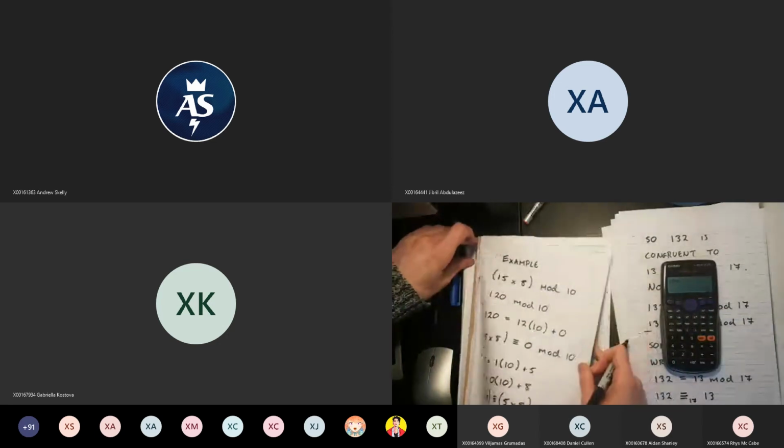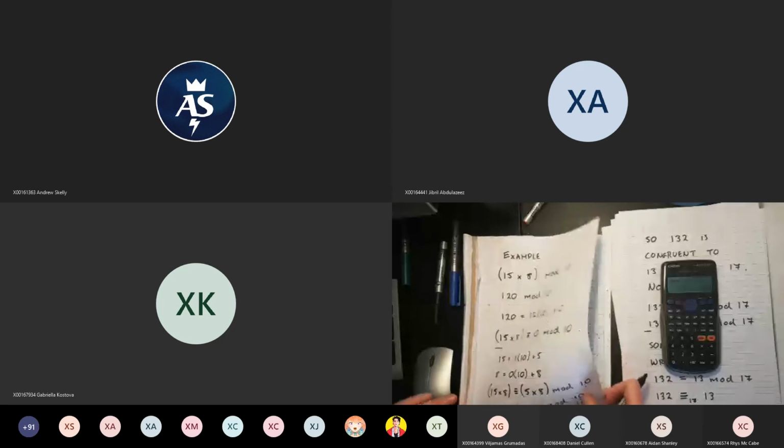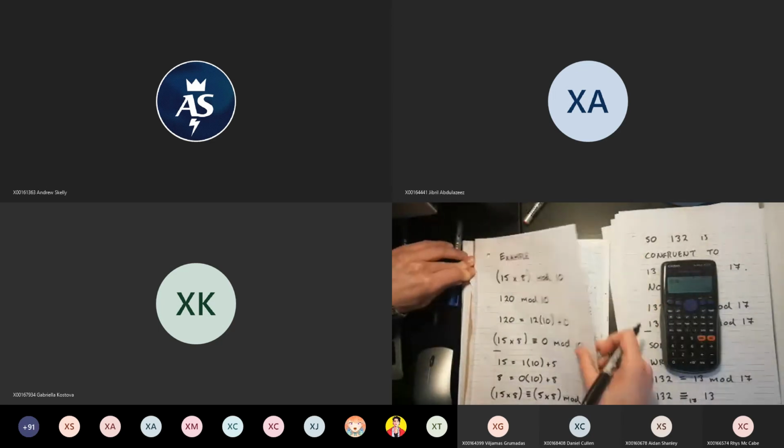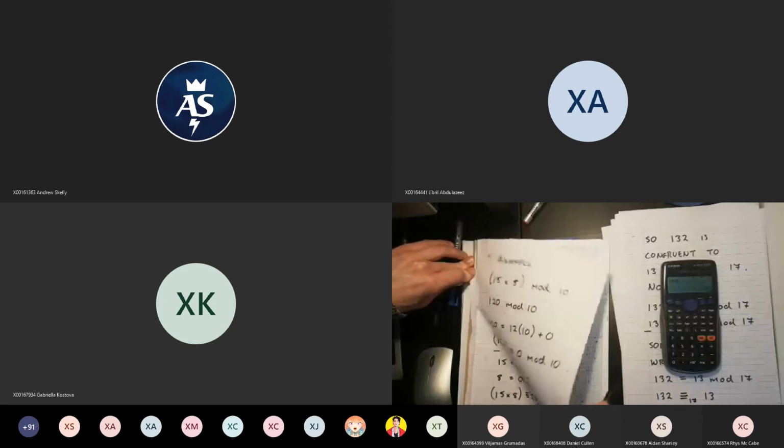I want to talk a little bit about negative numbers because people find negative numbers a bit difficult, and it's not quite so clear how you should go about doing it.